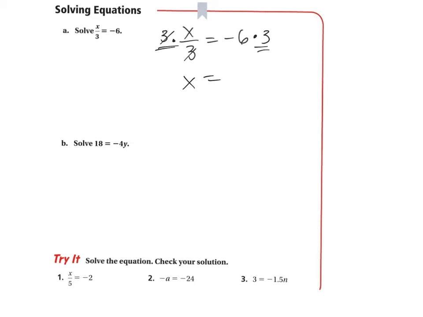Be careful with this, we're going to be making sure we do our rational numbers from chapters 1 and 2 properly. 1 negative is negative, so I have negative 18.